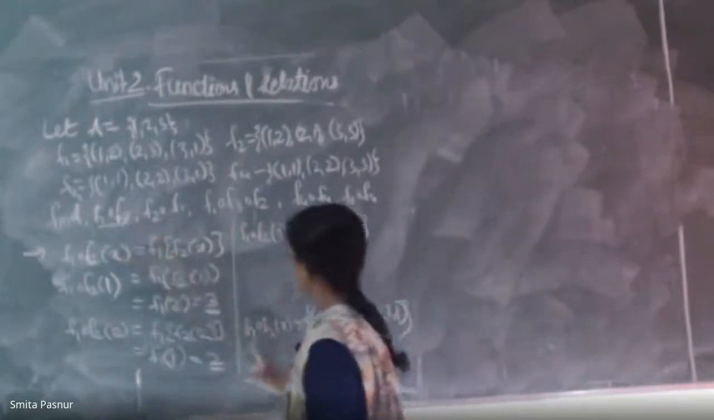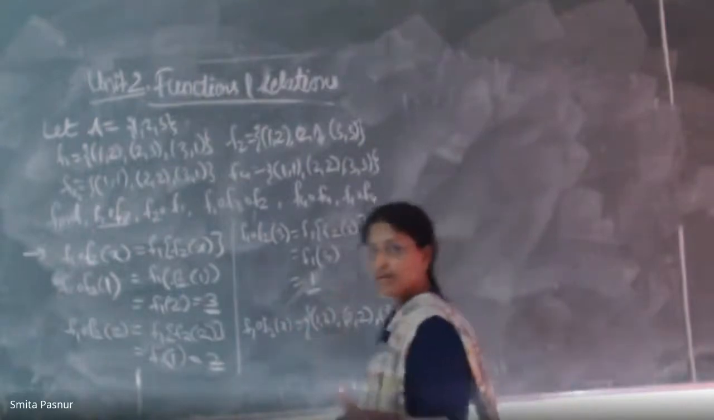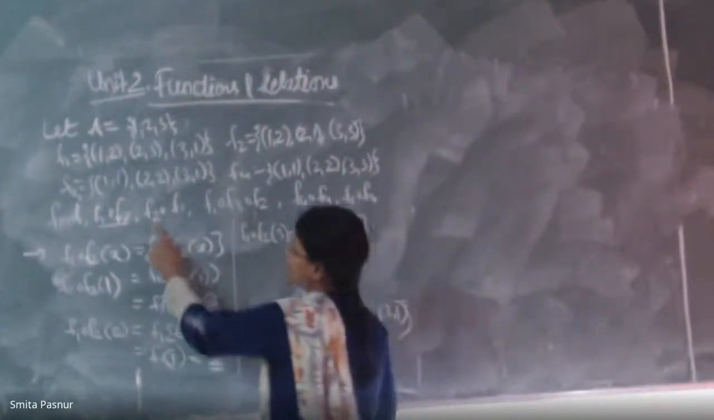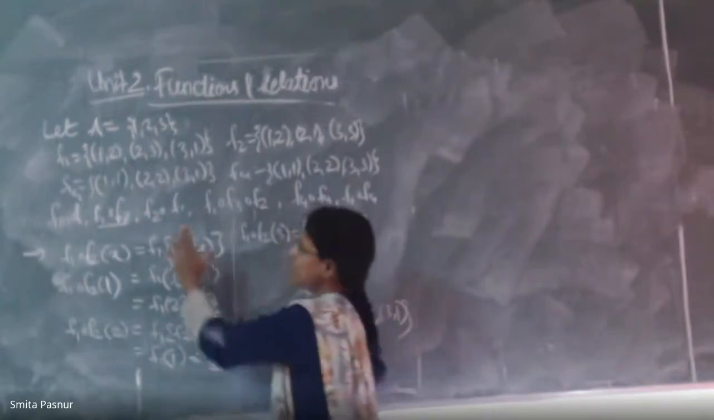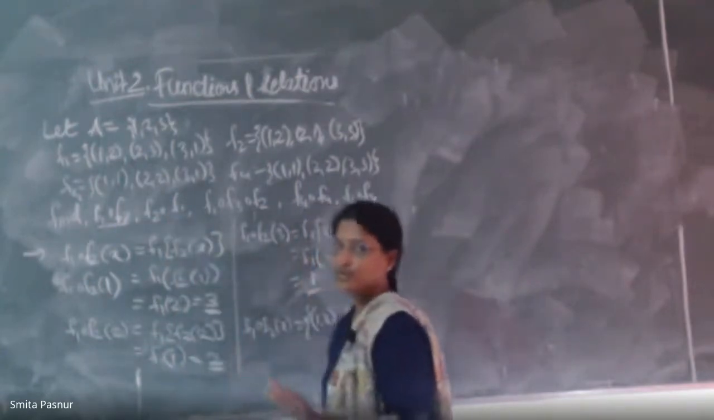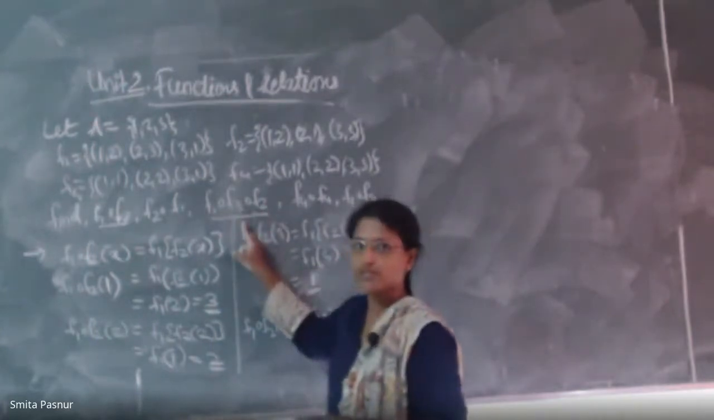Okay, for F1 composition F2, you have to find out in 3 steps, and you are getting the answer here. Similarly, in the same manner, you will find out F2 composition F1, which I am leaving for you. What I am going to show you now is triple composition.